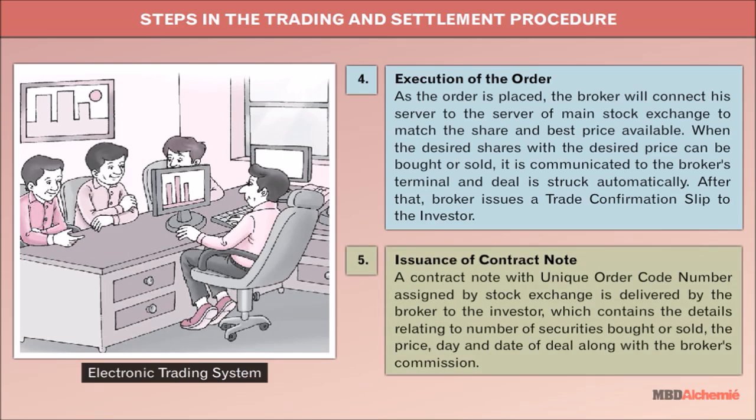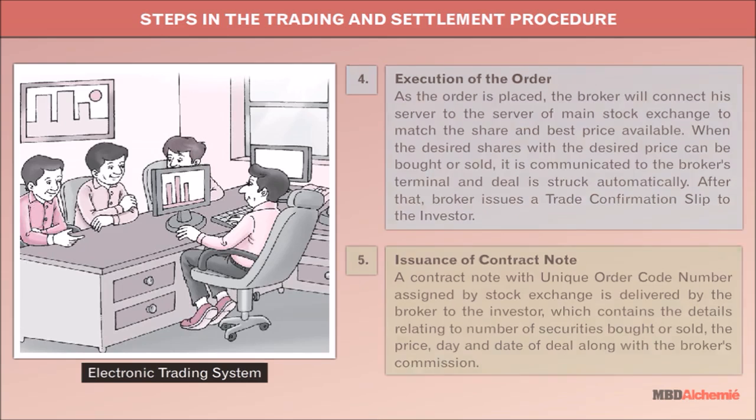Fifth, issuance of contract note. A contract note with a unique order code number assigned by the stock exchange is delivered by the broker to the investor, which contains the details relating to the number of securities bought or sold, the price, day and date of deal along with the broker's commission.